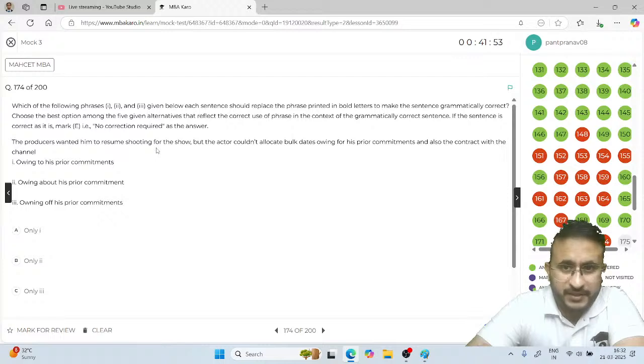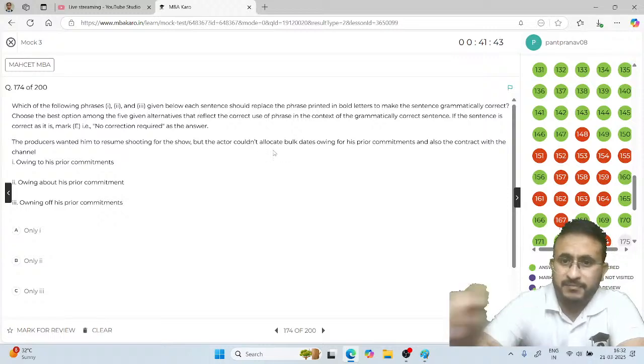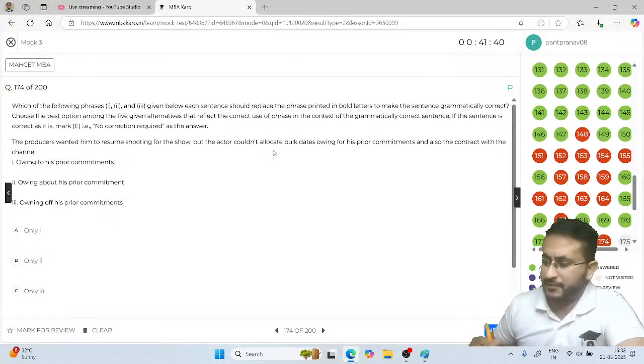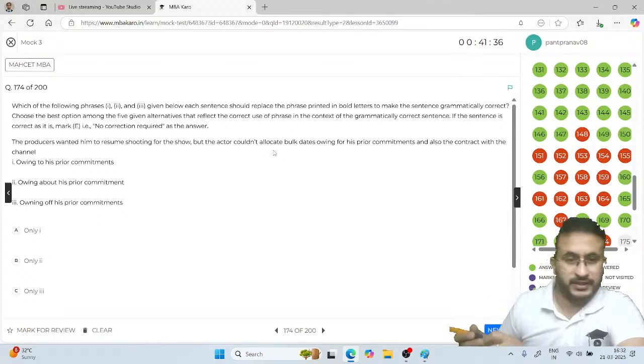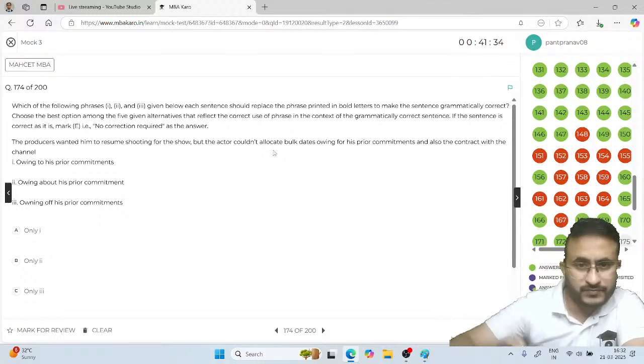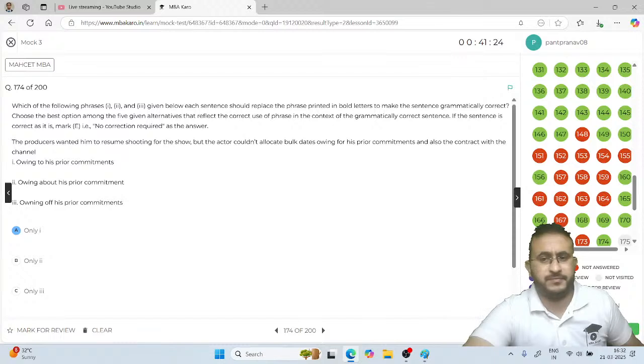Replace the phrase printed in bold letters. I think it is not printed in bold, so we'll have to look for this phrase somewhere. Owing to his price, producers wanted him to resume shooting for the show, but the actor couldn't allocate bulk dates owing for his prior commitments. So that is question 174. Owing to his prior commitments should be the right one because we do not use owing for, owing about, owing off.